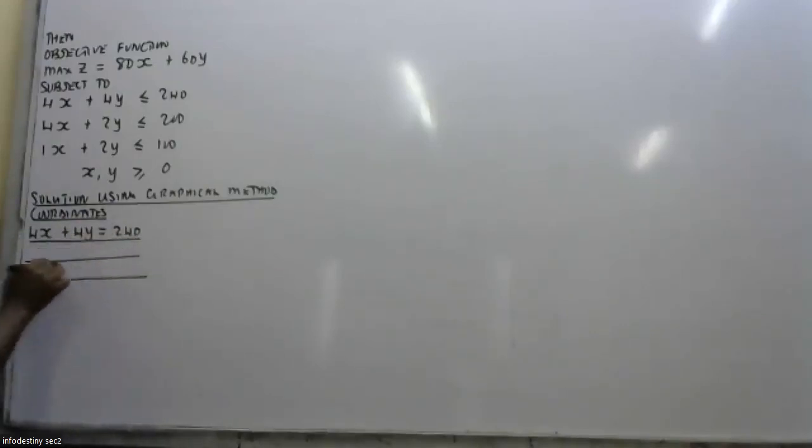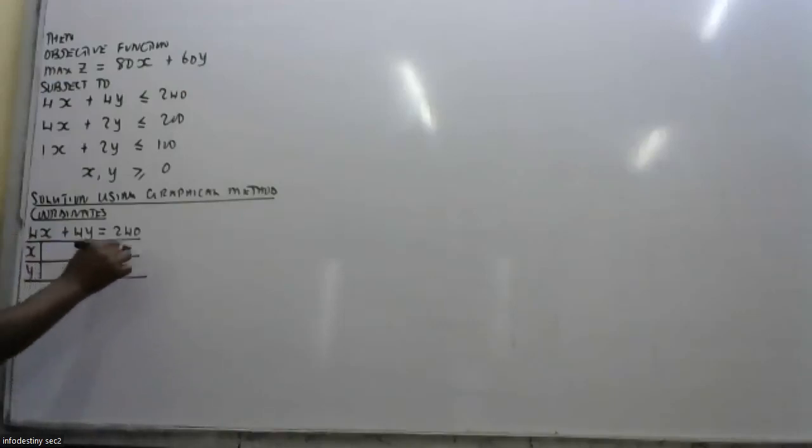So we are going to have this equation 4x plus 4y being equal to 240. This is x, this is y. So tell me, if we made x to be 0 there, y will be what? 60. And if we made y to be 0, it will also be 60.